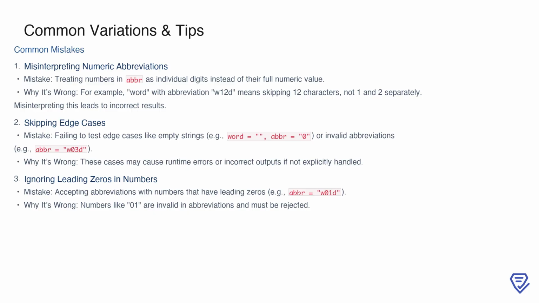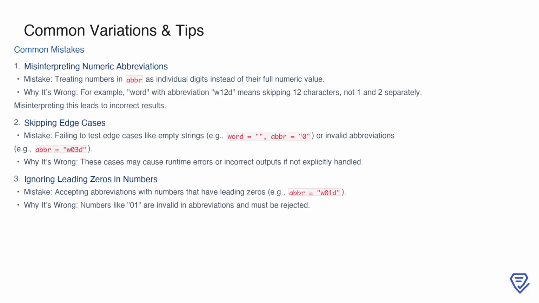First, misinterpreting numeric abbreviations is a frequent error. Remember, when you see a number in the abbreviation, it represents the number of characters to skip in the word, not individual digits. For instance, in the abbreviation W12D, it means to skip 12 characters, not treat 1 and 2 separately. Misunderstanding this can lead to incorrect results.